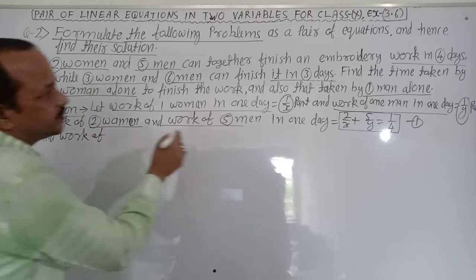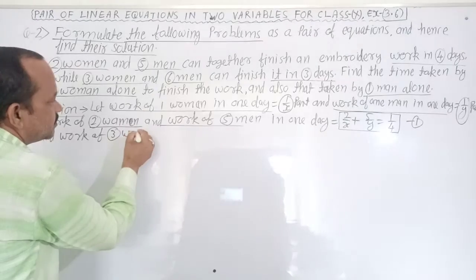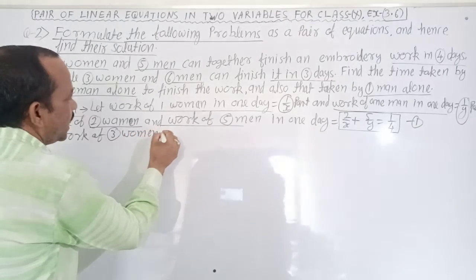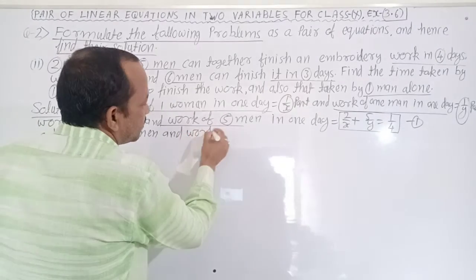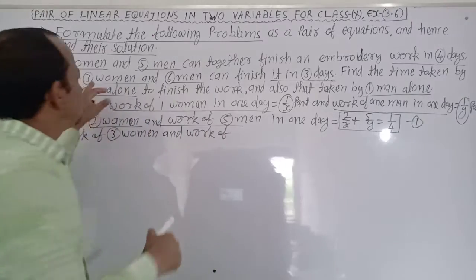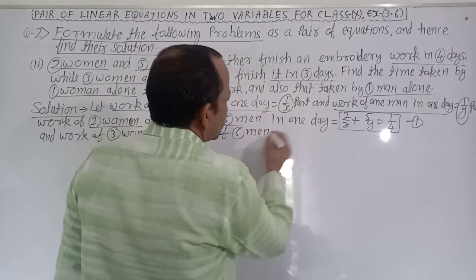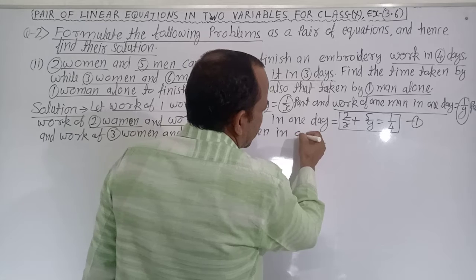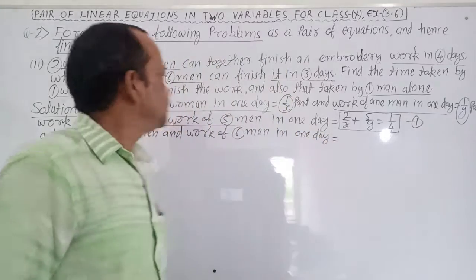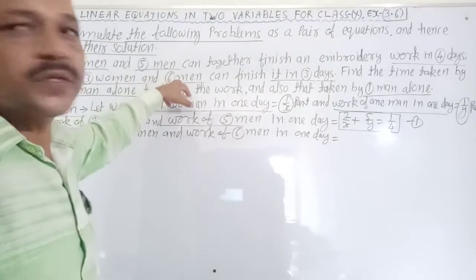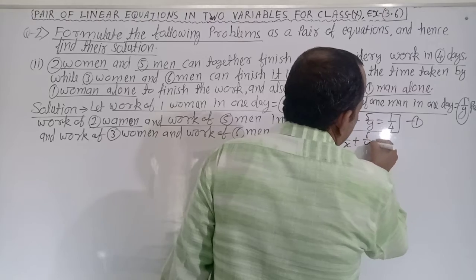And work of 3 women and work of 6 men in 1 day, equal to, here 3 women 6 men, 3 by x plus 6 by y.